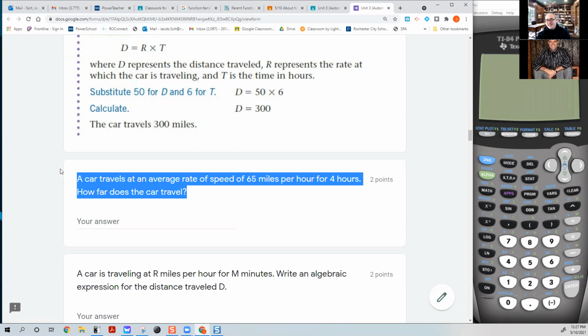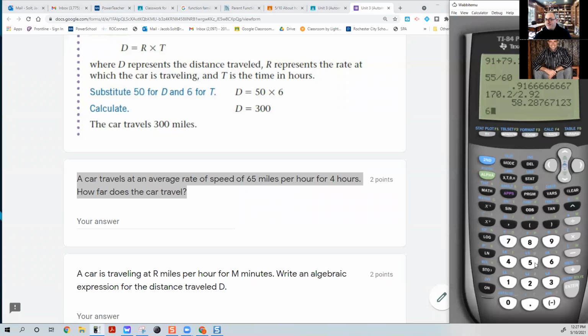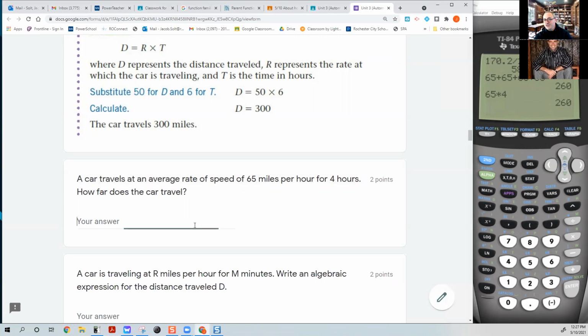Mr. Cranbill's trying to break it down for you. Traveling 4 hours at 65 miles per hour, you could just take 65 plus 65 plus 65 plus 65. You could find out that way. The easier way might be to do 65 multiplied by 4 hours. Same thing. 260 total miles. The car travels 260 miles.